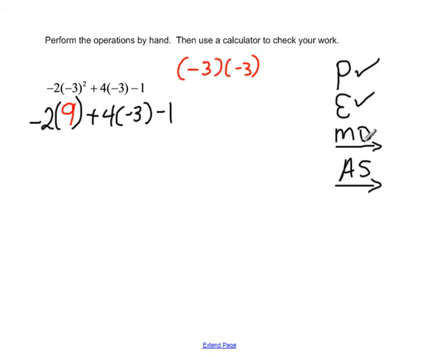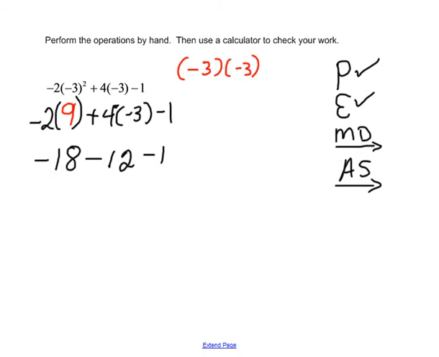Now I'm going to come in and do my multiply or divide step. There's no division, so we just have some multiplications to work. -2 times +9. Negative times a positive is a negative, and 2 times 9 is 18. And then in this next place, we have a +4 being multiplied to a -3. Positive times a negative is a negative, and 4 times 3 is 12. And then that -1 is just going to come right on down along the way.